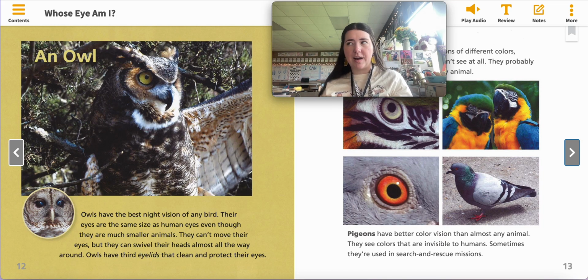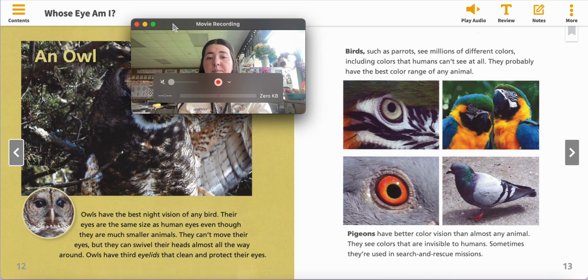So they can't move their eyes like we can move our eyes, but their heads swivel almost all the way around. So instead of moving their eyes, they just move their head around to see.